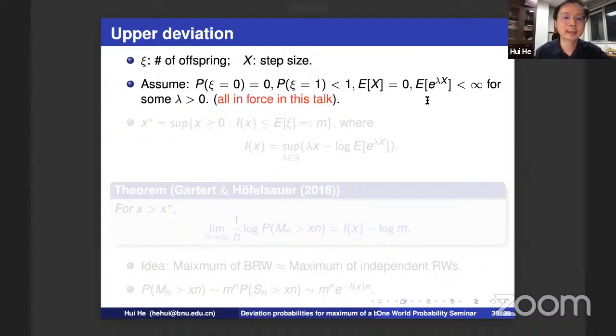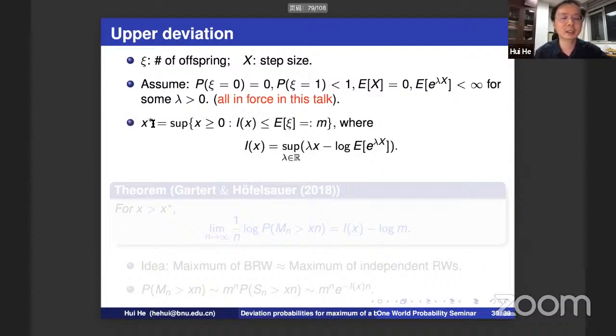And then under this setting, you can define the X star here, that I mentioned in the previous slide, that is the first order of Mn. The rate of the first order of Mn is just this constant X star. It can be defined as this one. And here, Rx is the Euler-Laurent transformation for this capital X, okay?